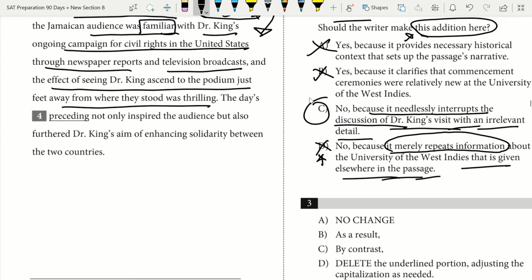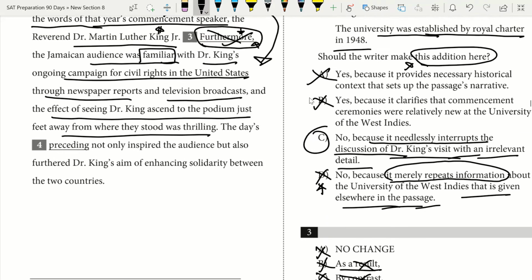Let's look at our other options. We have as a result, but what came before is not causing the next one. So the sentence that comes after the previous sentence is not a result of that first sentence. And then C, by contrast, we aren't contrasting anything either. So our correct answer for 3 is going to be D. We're going to delete that underlined portion and adjust capitalization as needed.